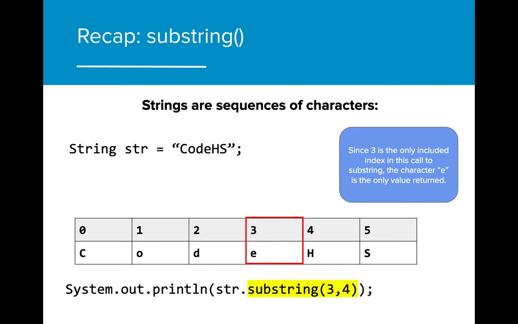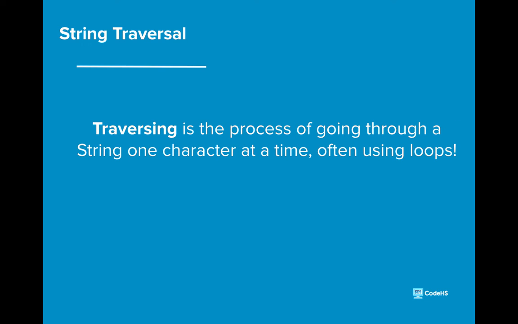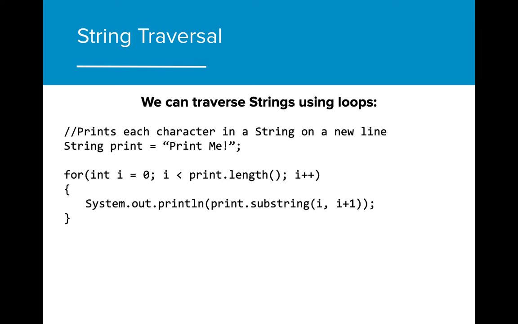So, a string identical to the single element substring at position index can be created by calling substring index, index plus 1. The substring method is particularly useful when attempting to traverse strings. Traversing is the process of going through a string one character at a time, often using loops. Here's an example of a string traversal using a for loop.